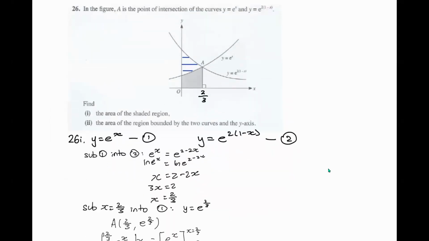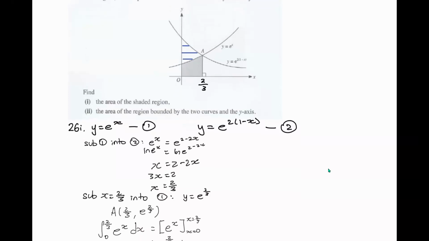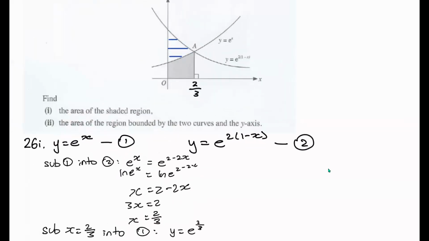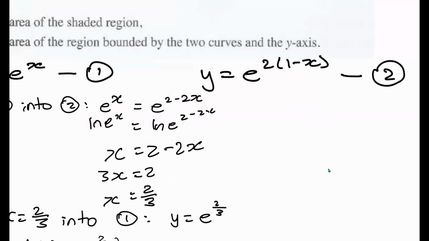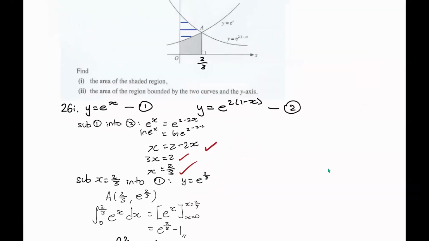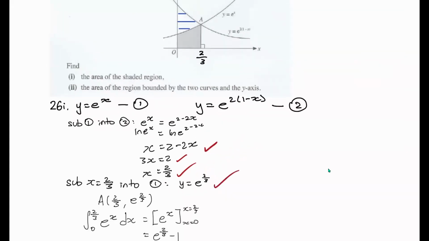Figure A is the point of intersection of the curves y equals e power x and y equals e power 2 bracket 1 minus x. You want to find part 1, the area of the shaded region. So you just have to equate the two equations: e power x equals e power 2 bracket 1 minus x. Distribute the 2, you get 2 minus 2x. If you take ln on both sides, x equals 2 minus 2x. So from there, you get 3x equals 2, x equals 2 over 3. Good. If you have x equals 2 over 3, you sub into equation 1, you get the y coordinate of A.